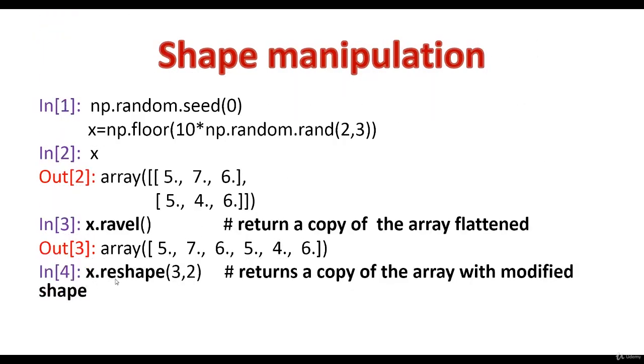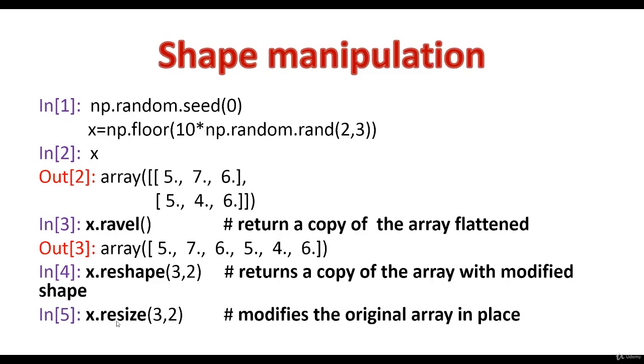Now array object dot reshape again returns a copy of the array with modified shape. Originally it was 2 rows and 3 columns. Here it is 3 rows and 2 columns. This command resize, the difference between reshape and resize, modifies the original array in place. So the original array shape will be changed into 3 rows and 2 columns.